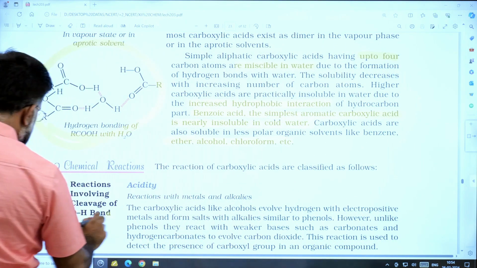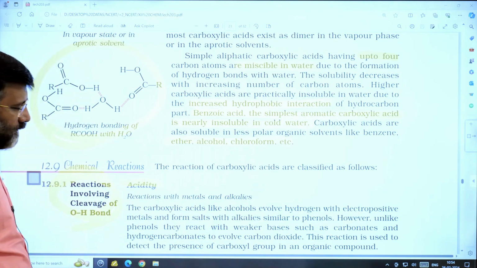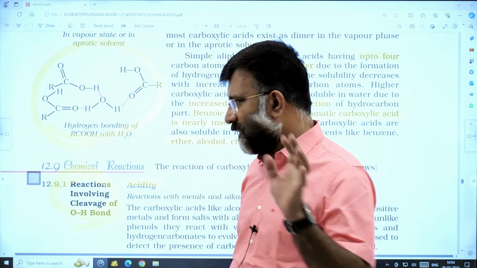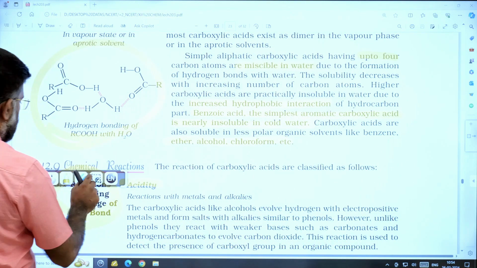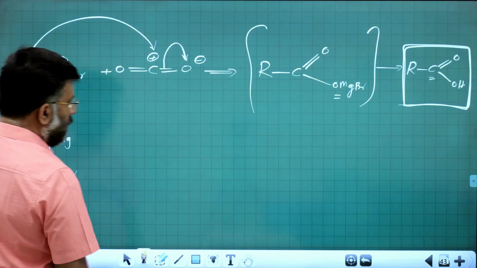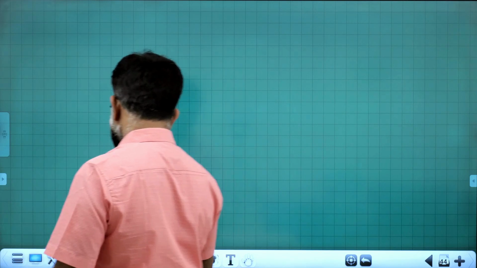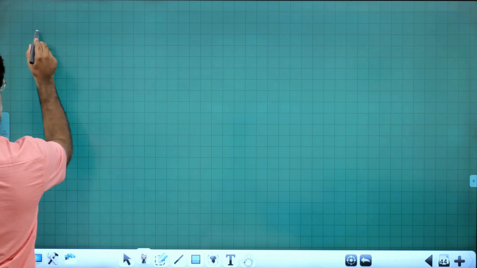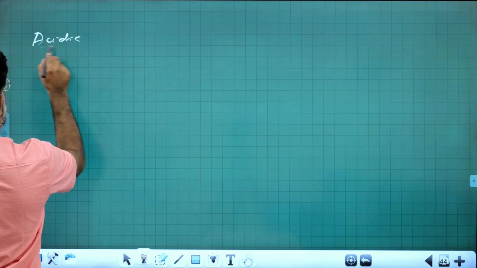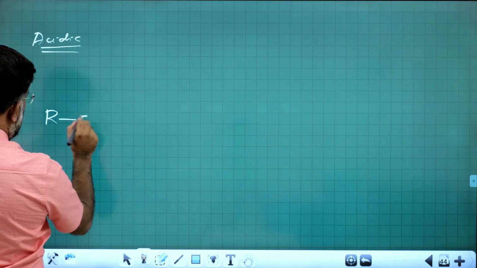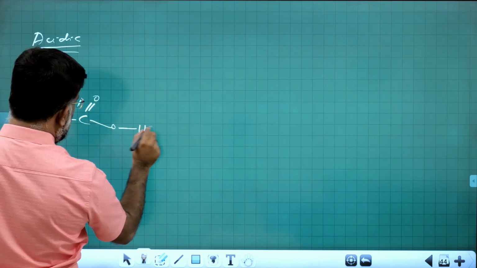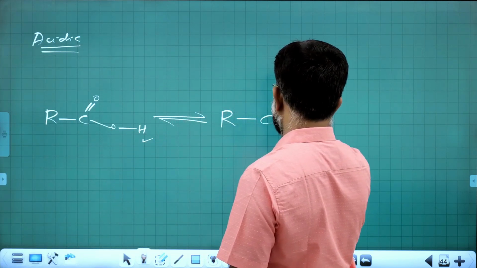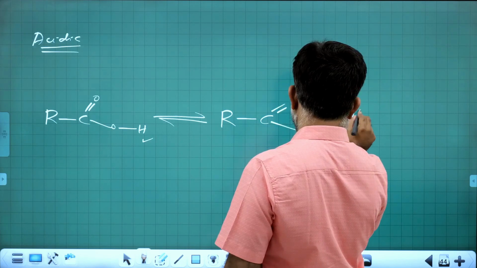Now, one of the very important reactions we are going to discuss in carboxylic acids is their acidic nature. That is an important discussion. We know carboxylic acids, by the name and by the character, are acidic in nature. How are they acidic in nature? RCOOH releases this hydrogen and you get RCOO minus plus H plus.